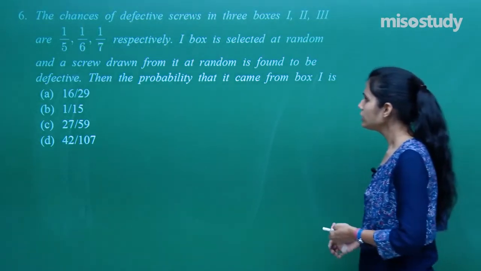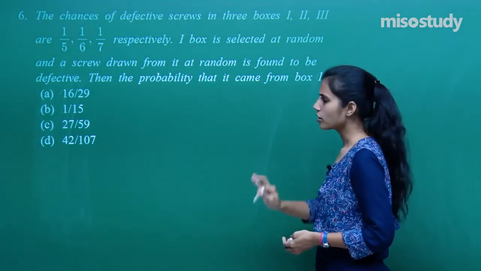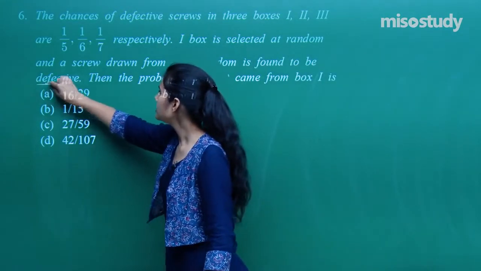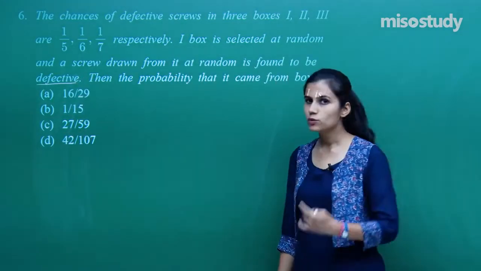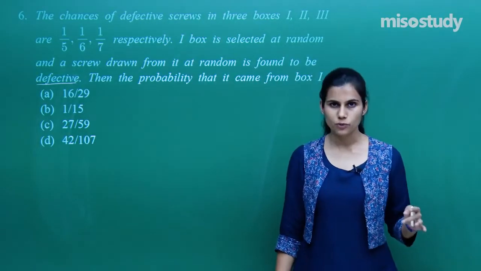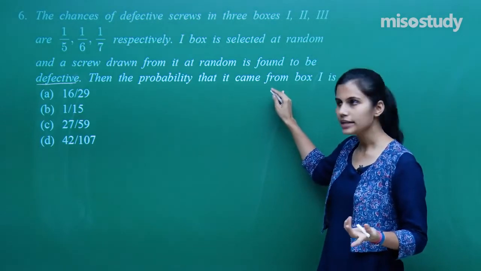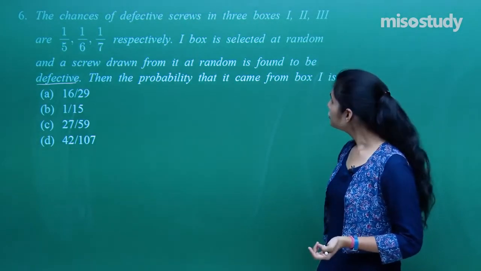If the screw is found defective, what is the probability that it came from box 1? Clear signal, you are already given the outcome that the screw is defective. The question is, what is the source from where it was withdrawn? And therefore, this is the very concept of Bayes' theorem, right? So you are given 3 boxes.